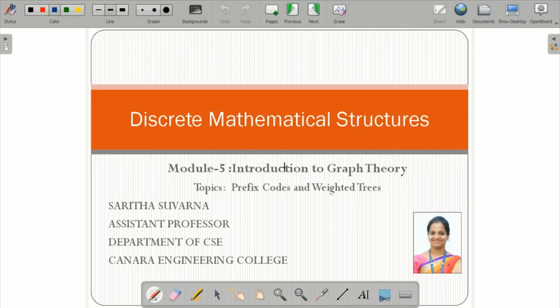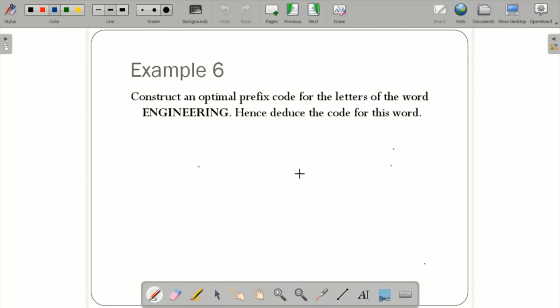Good morning students. Today's topic is prefix codes and weighted trees, which is the continuation of the previous session under Module 5, introduction to graph theory.